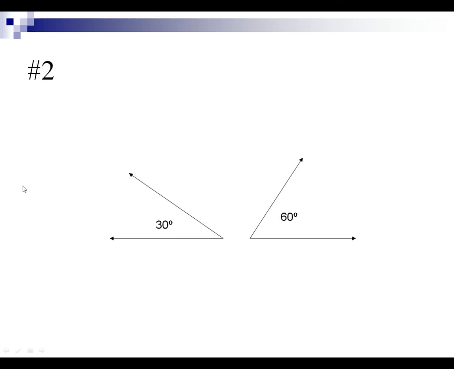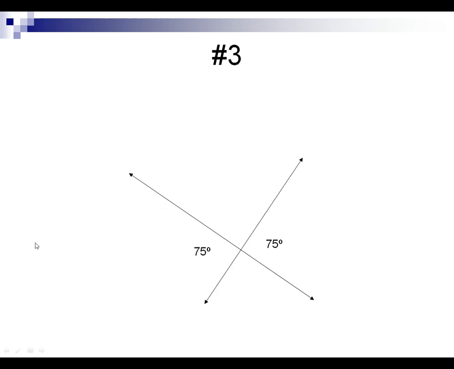All right. Look at these. What do you think? You have 30 and 60. Vertical, complementary, supplementary. They are 60 plus 30 is 90. Complementary angles. All right, if you look at these, you've got 75 and 75. You have two lines crossing. They're on opposite sides. They're equal to each other, so they are vertical angles.